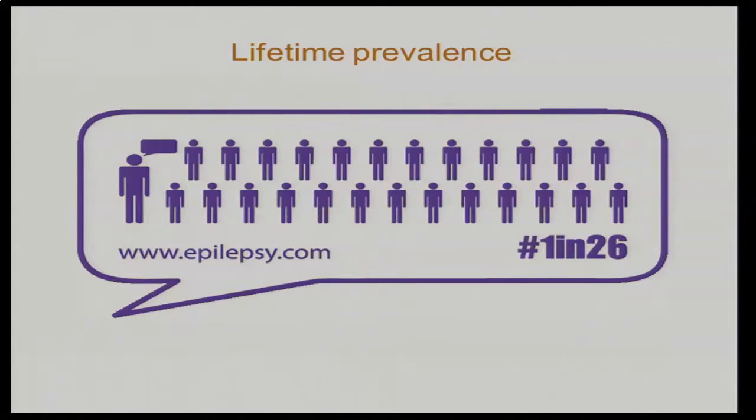The lifetime prevalence is important. Now, epilepsy is the fourth most common neurological illness. It is the most common serious chronic neurological disorder. And this is a nice slide taken from the American website, epilepsy.com, which shows how frequent the lifetime prevalence of epilepsy is. It strikes 1 in 26 people in their lifetime. So 1 person out of 26 will develop epilepsy in their lifetime. This is high.